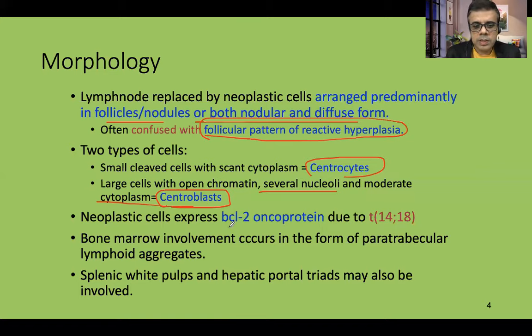In the neoplastic cells, as we discussed earlier, BCL2 oncoprotein is overexpressed due to the 14;18 translocation. Bone marrow involvement is seen in as much as 80 to 90% of the cases, and paratrabecular lymphoid aggregates are observed in the bone marrow biopsy. Splenic white pulp and even hepatic portal triads may also be involved in follicular lymphoma.